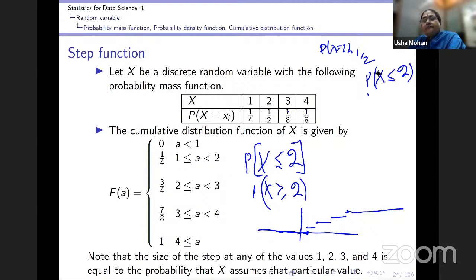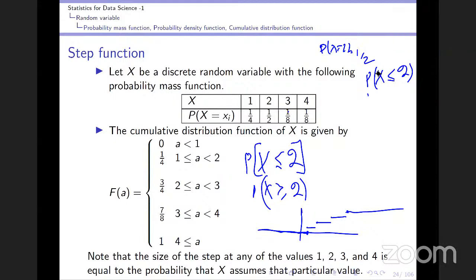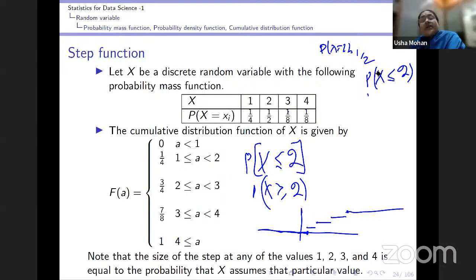Would you agree? Yes, ma'am. If I'm interested in knowing the probability that a person gets at most 2 jobs, or what is the probability of people getting at most 2 jobs, it is probability X is less than or equal to 2. So I'm using the concept of a cumulative distribution here. I'm accumulating it. Is that clear?